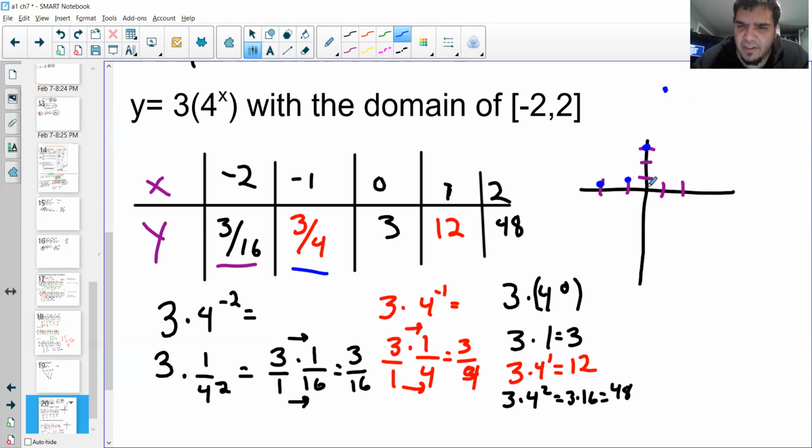I'm not going to draw the line. You don't need to draw that line. You kind of get the idea. And at 2, 48, that would fall off the graph way off. So you would just graph this as best as you can. But notice the shape is still the same as the last one, kind of that ascending hill.